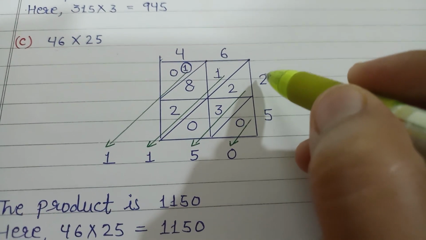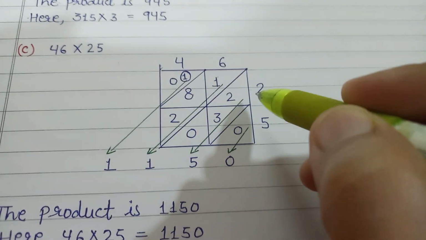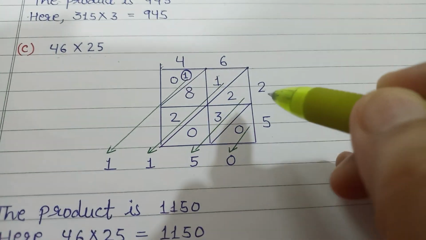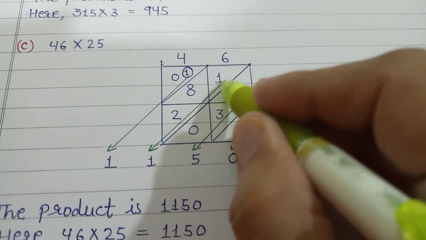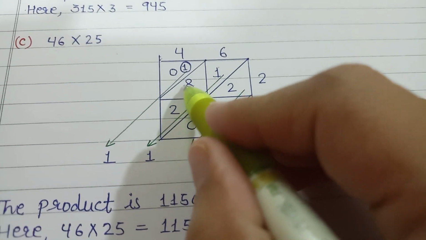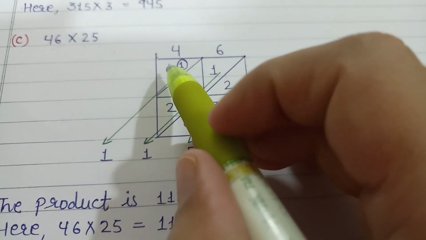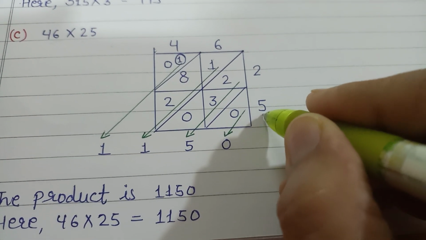Now we will start multiplication with 2 here. So 2 multiplied by 6 first. 2 6s are 12. 2 comes in ones, 1 comes in tens. Now 2 multiplied by 4. 2 4s are 8. 8 comes in ones. Here 0.